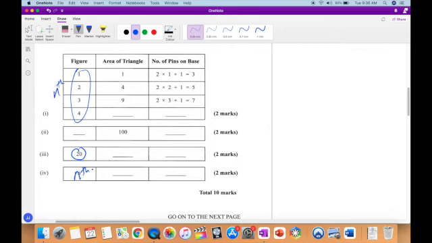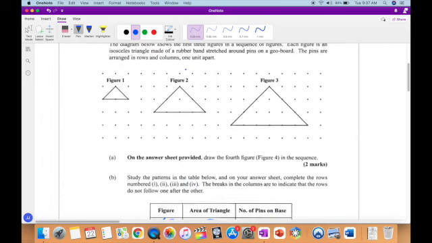And you can see that we have 2 formulas we have to find. We have to find a formula for the area of the triangles given this sequence here. And then we have to find a formula for the number of pins in the base, and you can see that the triangles are made from pins.